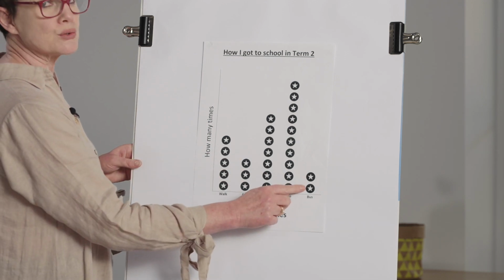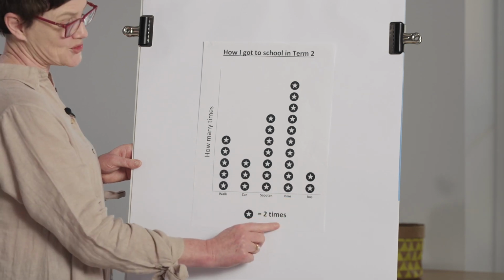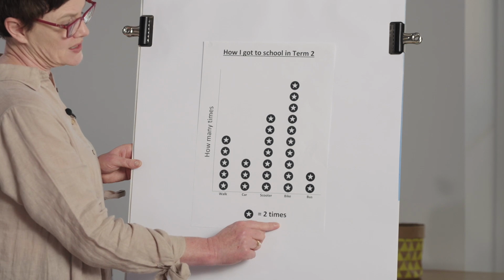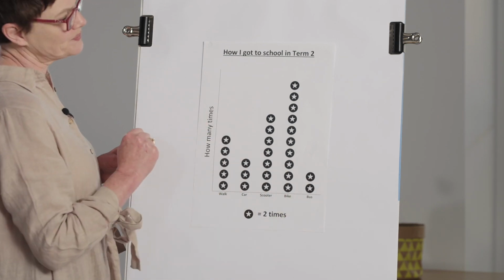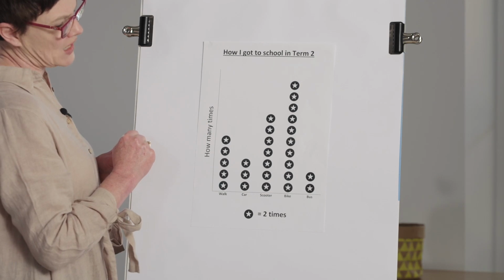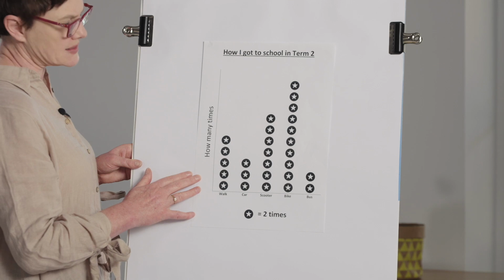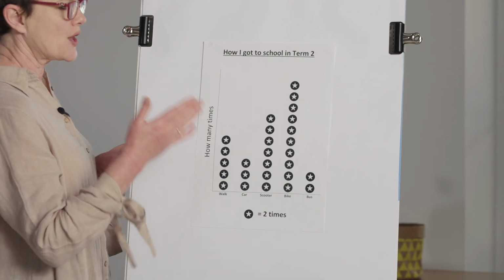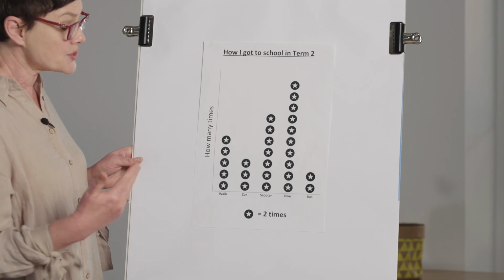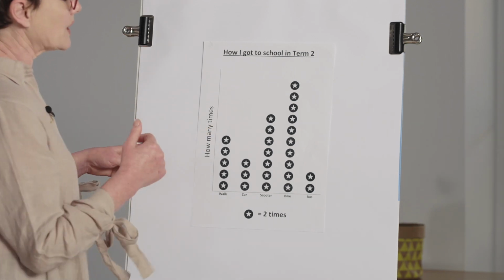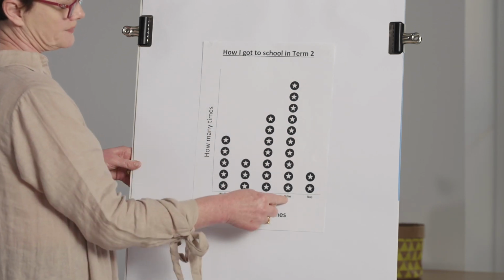Please don't say 2, because we're counting by 2s each time we see the symbol. So your answer will be 4. Well done. Okay, so there's lots of information we can take from this data set. Of course, the most popular way of arriving at school, or the most times that we arrived at school in term 2, is of course our bike.